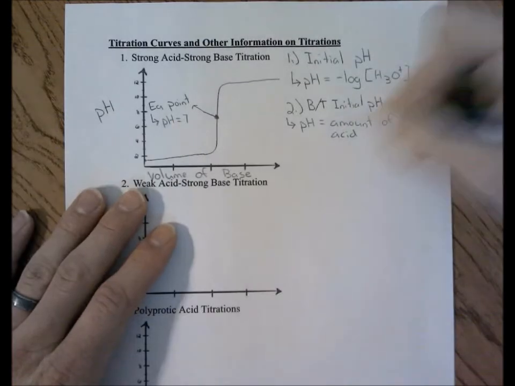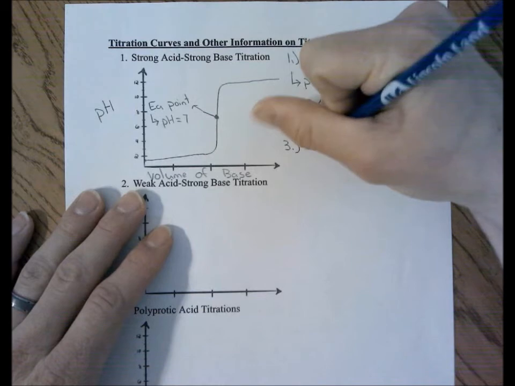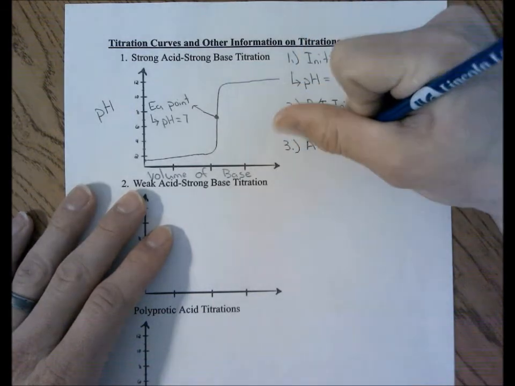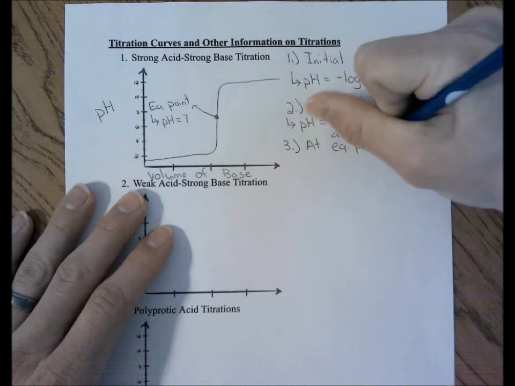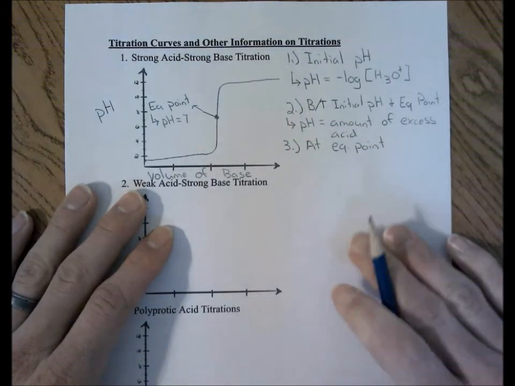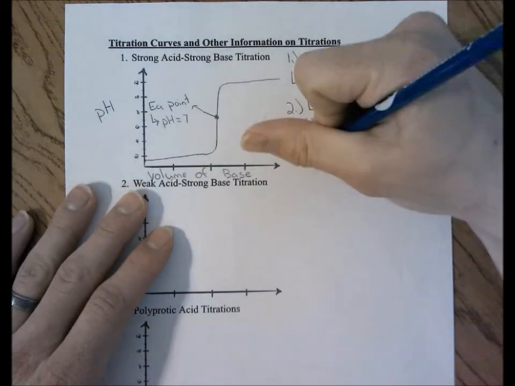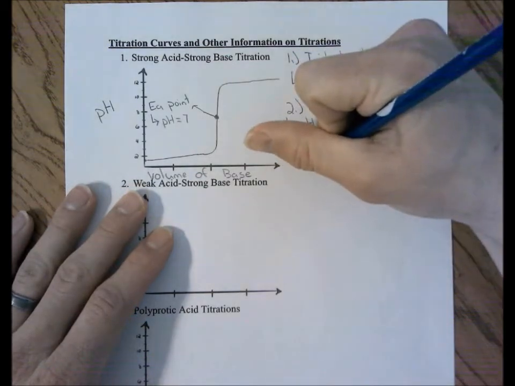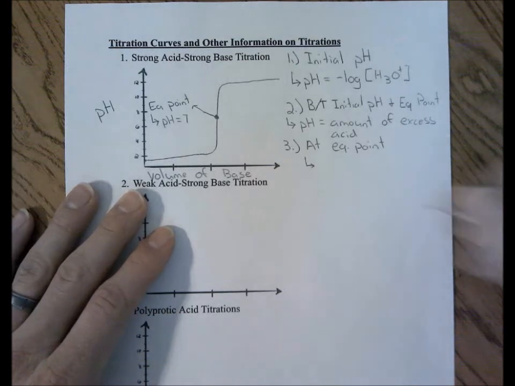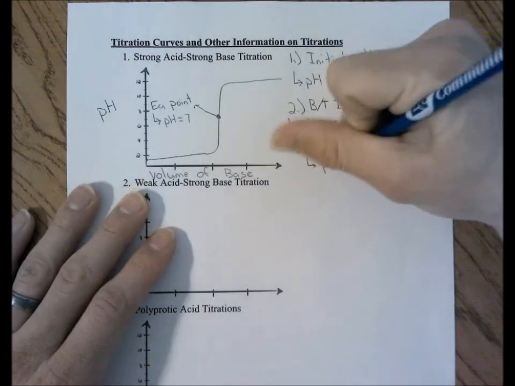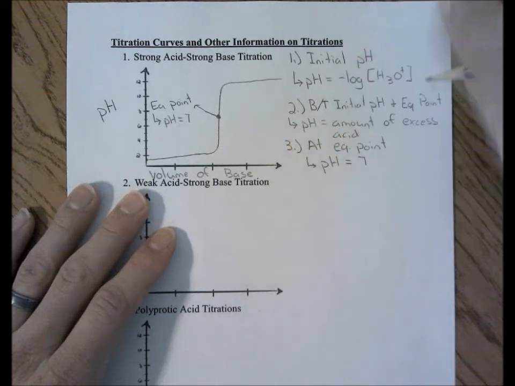value of our H+. Now, at the equivalence point, the number of moles of acid equals the number of moles of base, and in that case what you have is just the same equation we did for the autoionization of water. So for a strong acid, strong base titration, the pH equals 7.